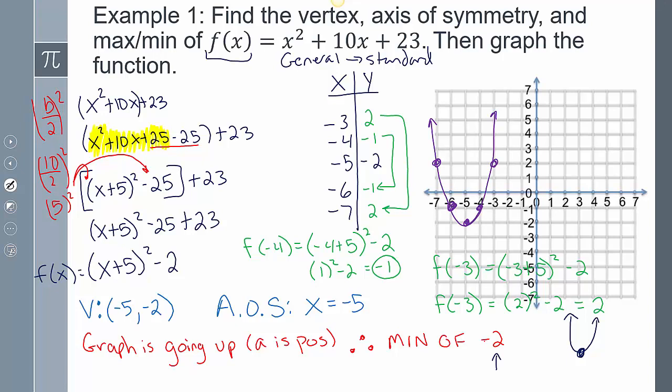So all I did was just create it. So there we go, I answered it. The point of this lesson, though, is this portion here. How do I take this function and convert the general form into standard form?